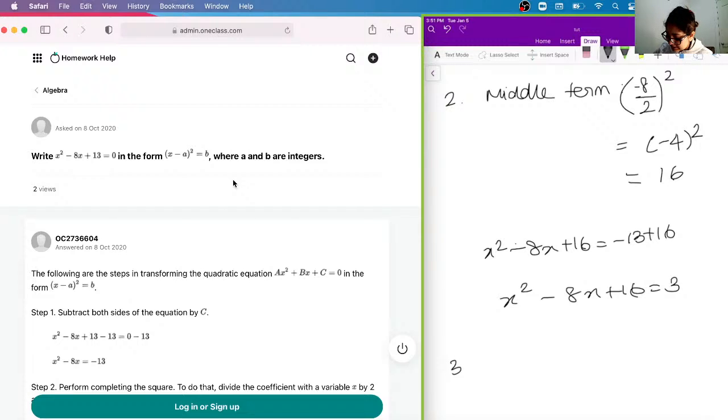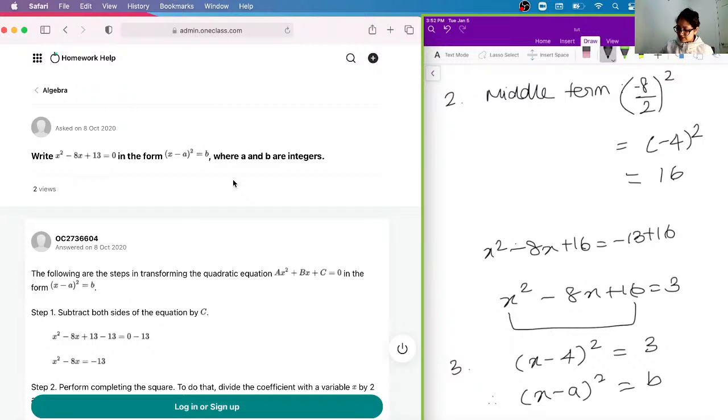So then step 3, finally, factor the left-hand side of the equation since it is a perfect square trinomial. We can complete the square, and you can put this into a complete square. So this is equal to x minus 4 squared, equal to 3. As you can see, this is in the form of x minus a squared equal to b, and so this is your answer.